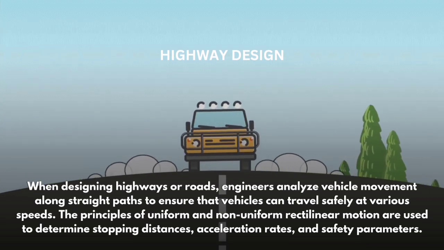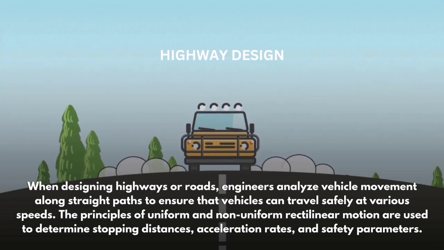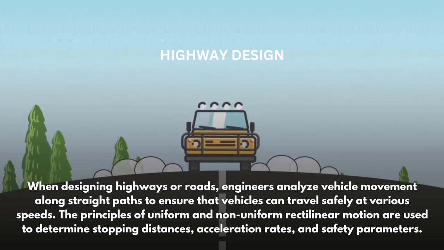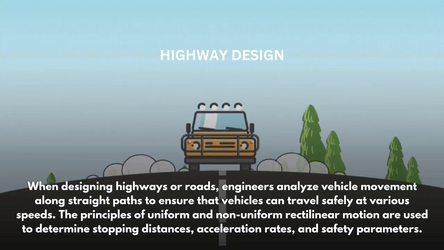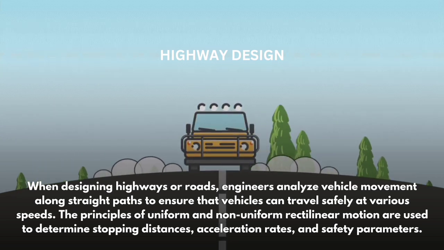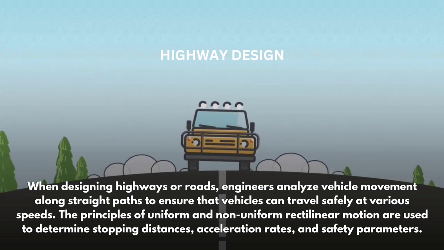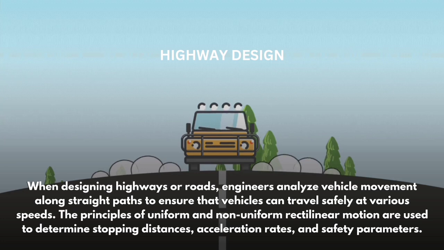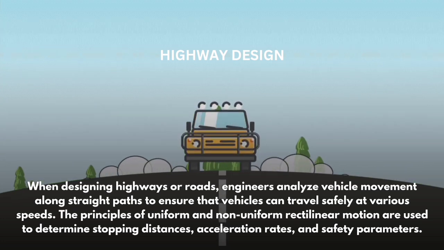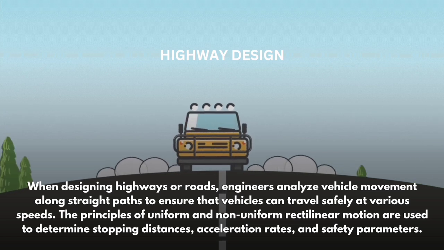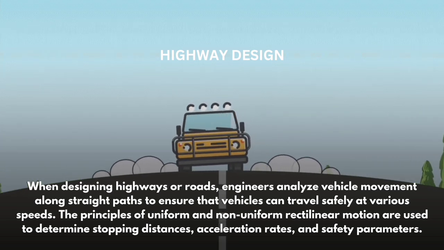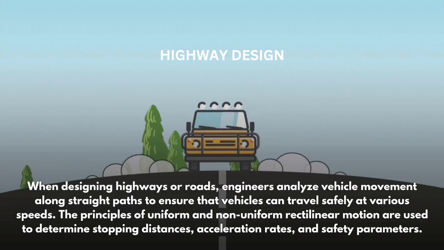Highway design. When designing highways or roads, engineers analyze vehicle movement along straight paths to ensure that vehicles can travel safely at various speeds. The principles of uniform and non-uniform rectilinear motion are used to determine stopping distances, acceleration rates, and safety parameters.